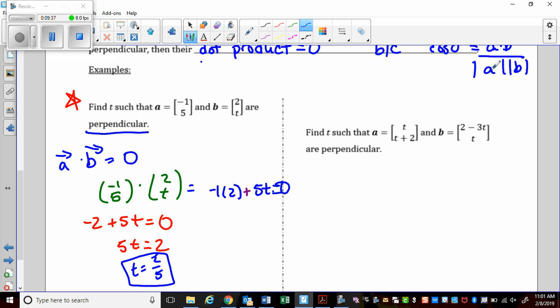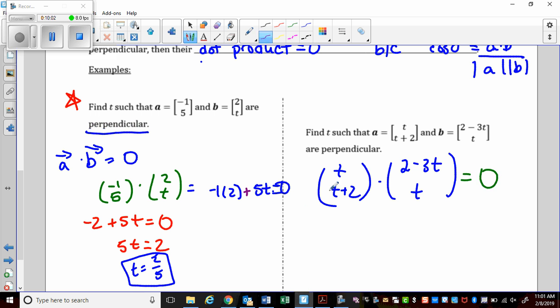All right, let's try this one. This looks a little bit more complicated. It says find t such that a and b are perpendicular. Okay, same thing. The dot product has to equal 0. So t and t plus 2 dot 2 minus 3t, t has to equal 0. So let's find out. t times 2 minus 3t, plus t times t plus 2.